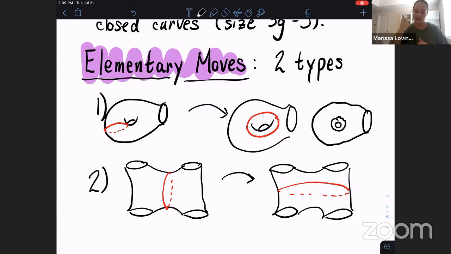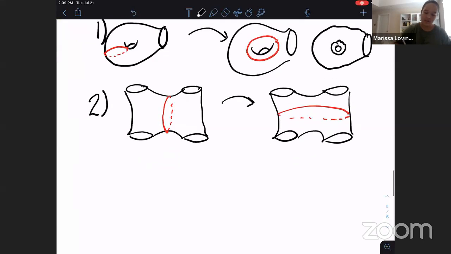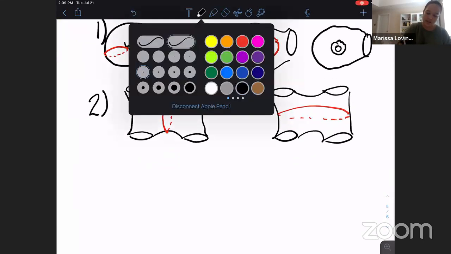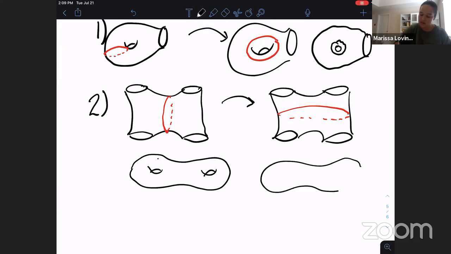Yes, yeah. Okay, awesome. So in both of these sets, we're preserving our pants decomposition. We're just moving some of the curves around. So these are our two types of elementary moves. And so let me just illustrate now a small piece of the pants graph.